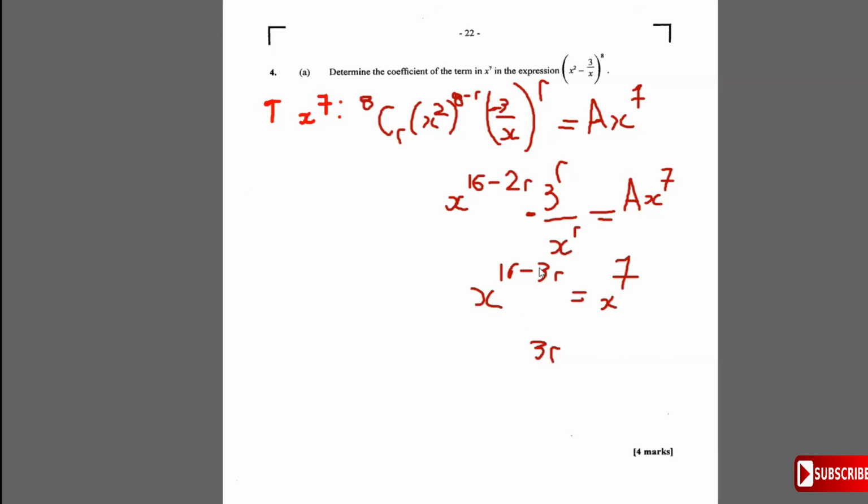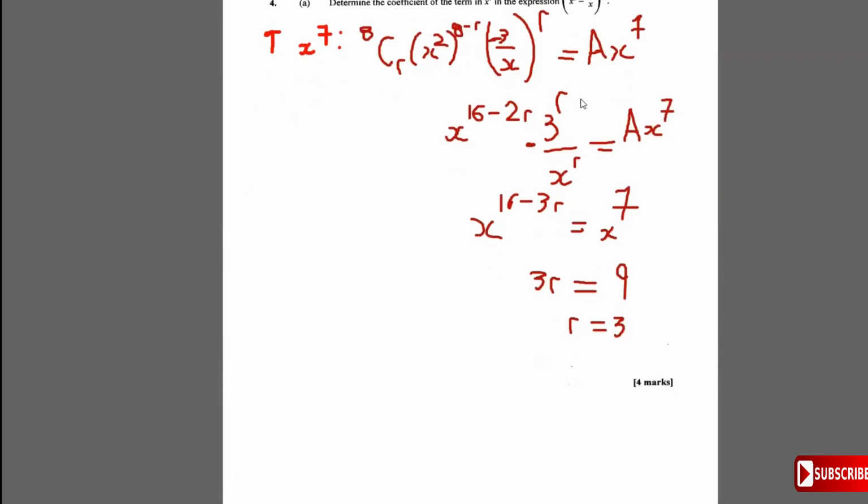So we're getting that 16 minus 3r is 7. That's not working out. 3r is 16 minus, bring over here. R equal 9, R equal 3. It's R equals 3. So let's check it now. If R is 3, we're good to go. So I'm getting R is 3.